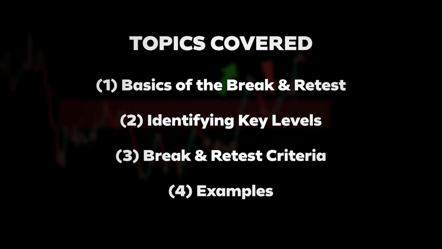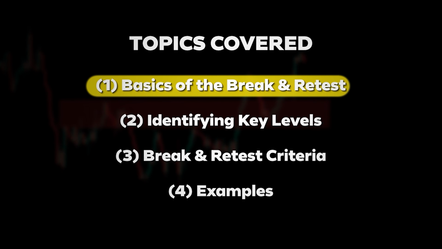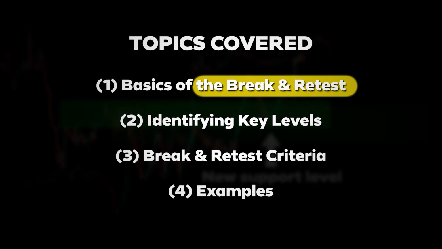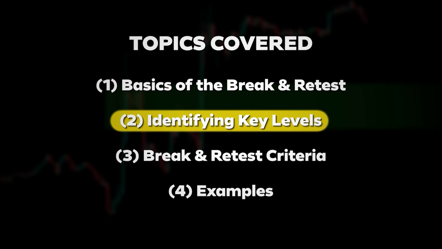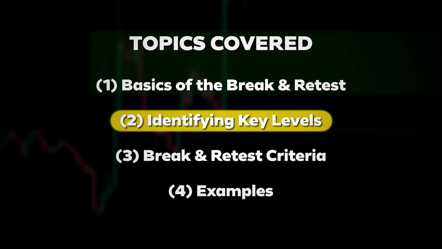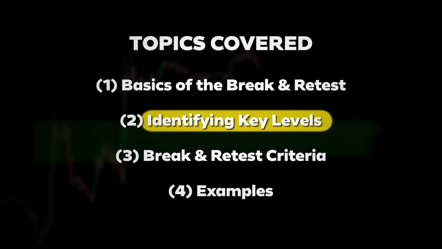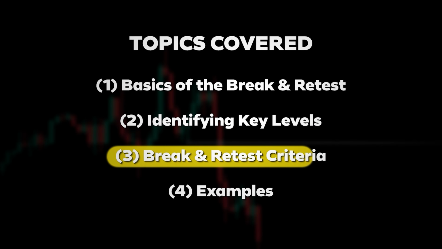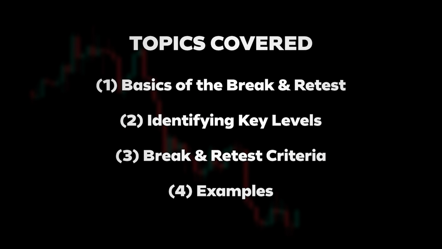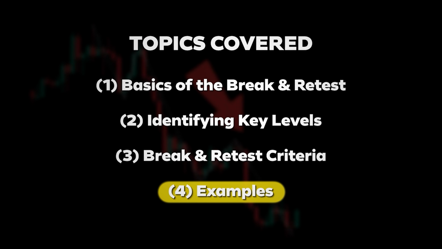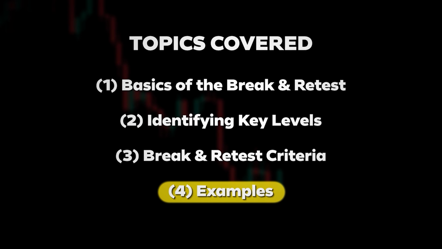Let's start off with a quick summary. We'll cover the basics of the break and retest strategy, including what it is and how it works. Next, we'll go over identifying key levels, which includes areas of confluence like support, resistance, Fibonacci, and fair value gaps. Then we'll dive into the break and retest criteria, which includes trend following, momentum, and confluence. Lastly, we'll go over various examples of the break and retest setups so you can recognize this pattern on your own to make better trades.